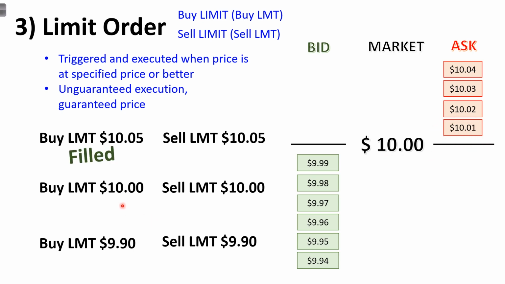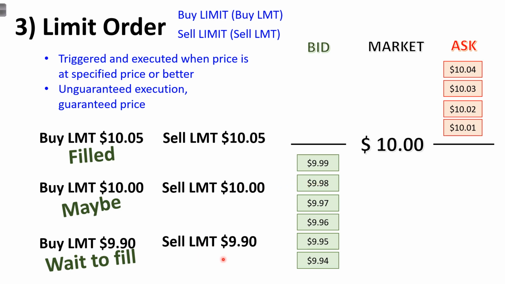Now let's say that you set a buy limit at $10 this time. Will you get filled at $10.01? No, because you have stated $10 to be your limit, and you will only be filled if there is some seller willing to let go at $10. And lastly, if you set a buy limit at $9.90, what will happen? You have to wait for the prices to go down to $9.90 from $10.